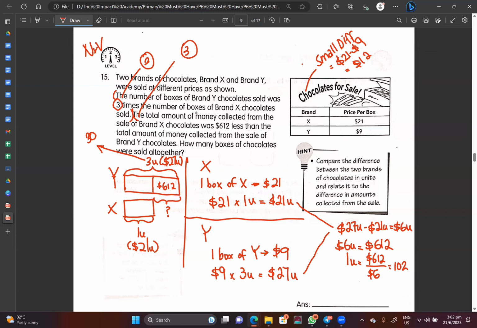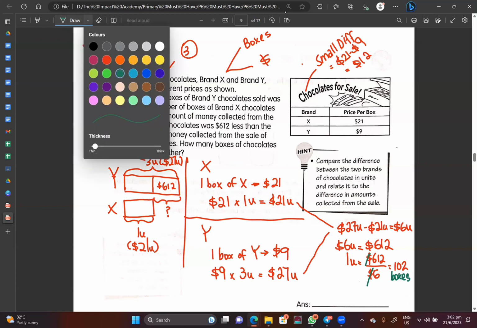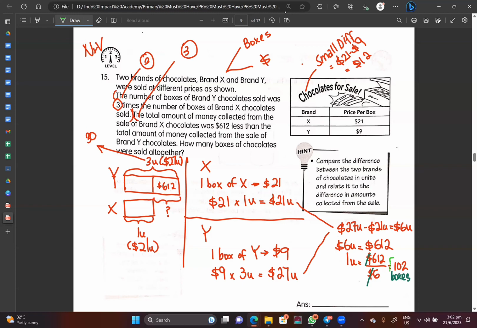Now, if you're wondering what is this 102? In this question, there are only 2 types of units, either boxes or dollar sign. So since I've cancelled the dollar sign, therefore, this will be 102 boxes. Okay, Mr. Greenman is out. Again, I want to make sure that I am very, very conscious that this is Mr. Greenman. All right, I can actually read the question.